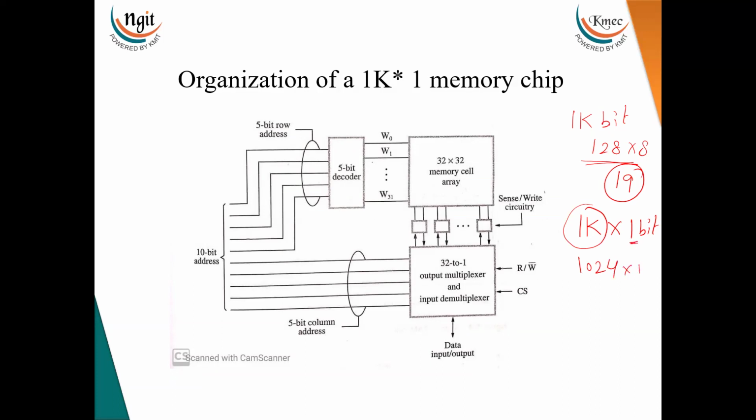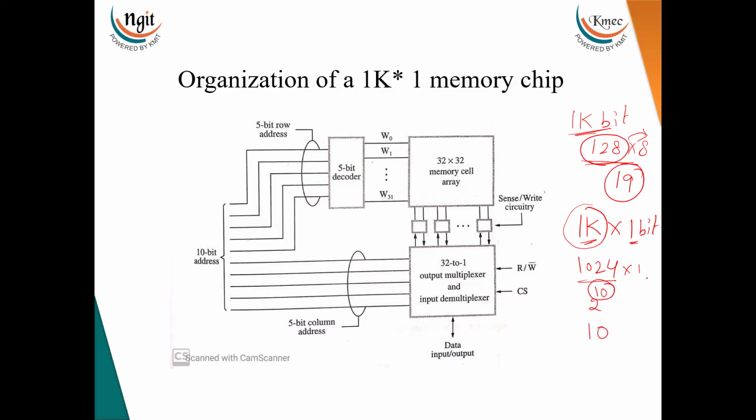Now in this case, it is the same capacity, but 128 locations are there and in each location 8 bits are stored. Instead of this, if I store like this, then how many external connections are required? We will see. 1024 is nothing but 1 kilo, so 2 to the power of 10. So a total of 10 address lines are required.